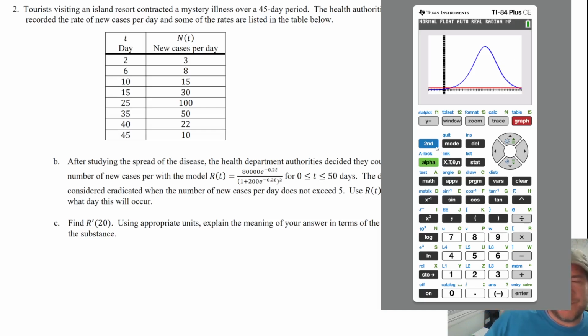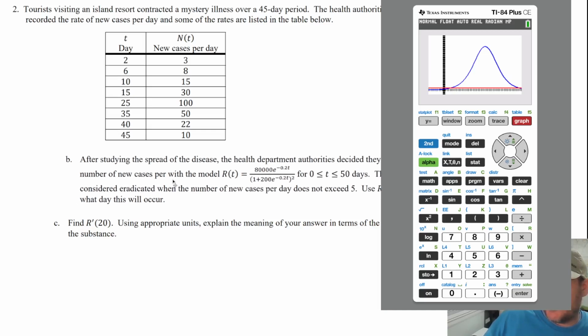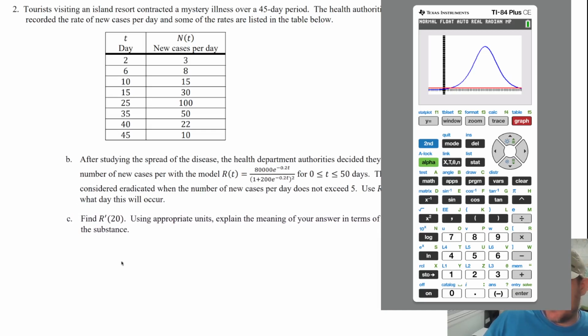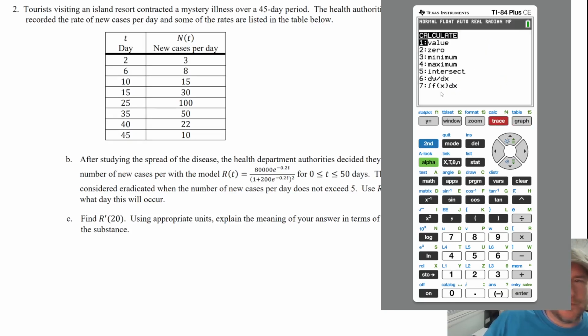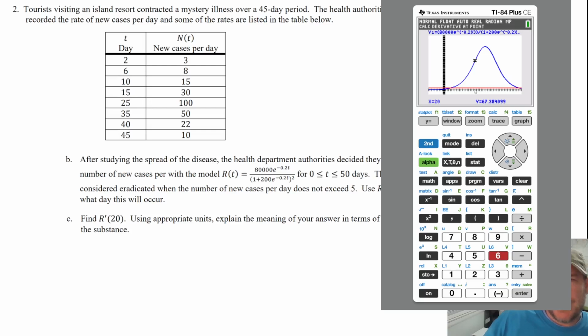So here's what we can do. If you want to get a derivative, and I don't think I'd ask you to do this on a quiz because I don't really care that you know how to push buttons, but to interpret this answer is important. So how do I find the derivative at 20? You just go back into that second calc menu from before, and option 6 is dy/dx. So pick option 6, and it happens to have dropped me at 20.